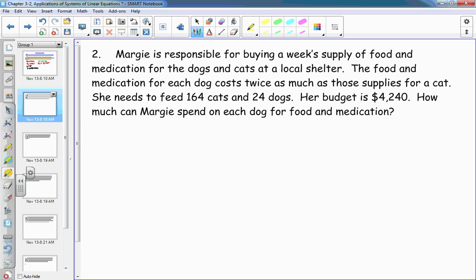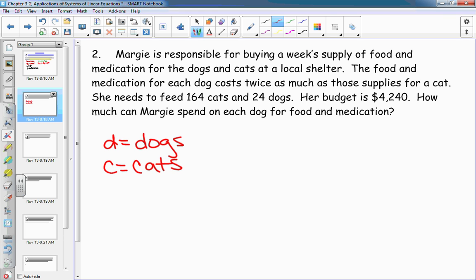Okay, this is number 2 on tonight's homework. Why am I setting these up with you? Is that a real job? Yeah, somebody has that responsibility, right? The food and medication for each dog costs twice as much as those supplies for a cat. Can anybody tell me what my first topics are? What am I talking about here? I'm talking about dogs and cats, so that's going to be part of my variables, right? So D is equal to dogs, and C is going to be equal to my cats.